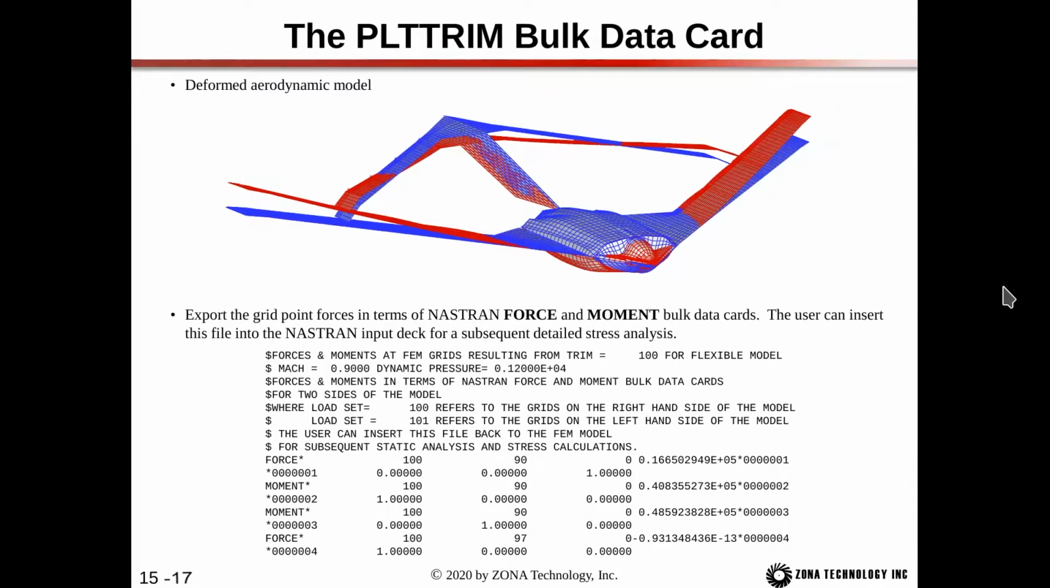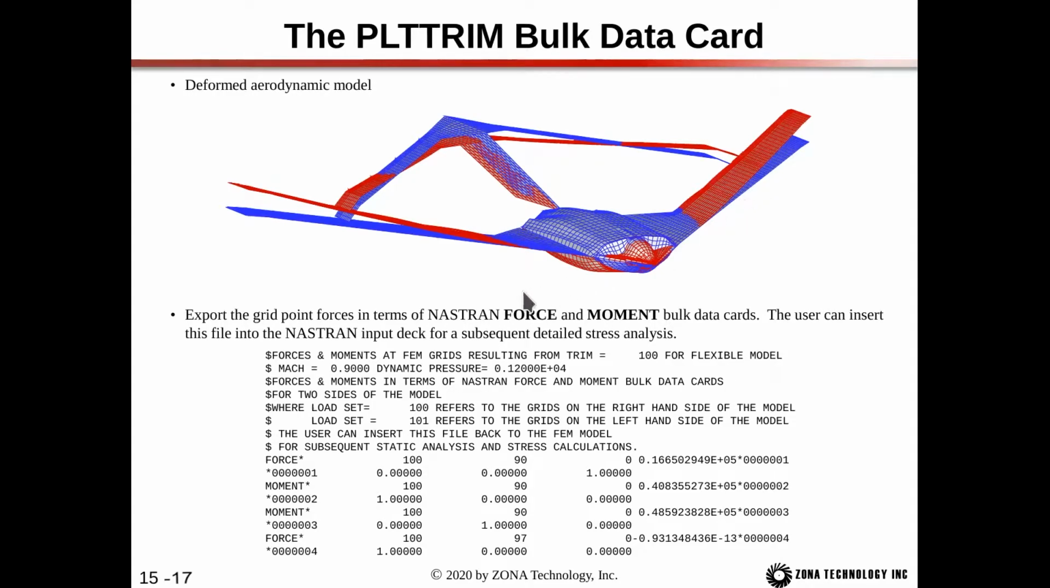Next we have the plot trim bulk data card, which can be used to plot the deformed aerodynamic model. So here we've plotted the original surface panel model and the deformed model together. The original model is the blue, and then the deformed model, which would be the output of the plot trim card, is in red.